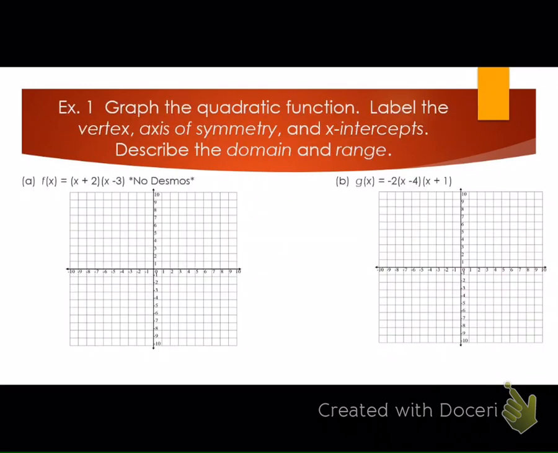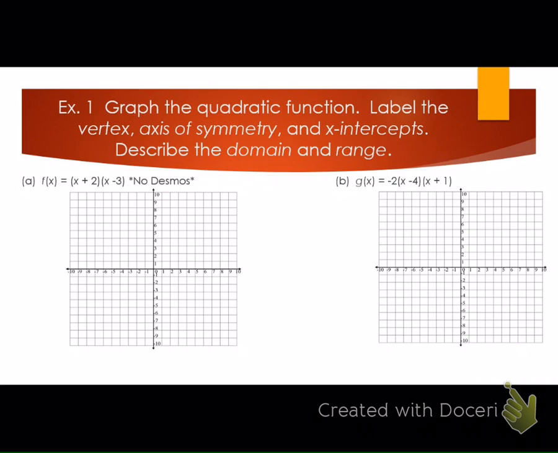The instructions for example 1 say graph the quadratic function, label the vertex, axis of symmetry, and the x-intercepts. Describe the domain and the range. But you're going to notice next to letter A, I put no Desmos. All right? Let's use the information that we just learned to graph this first one. So we don't need Desmos, so no phones out yet. Keep them in your pocket, all right? Now let's start with the vertex.